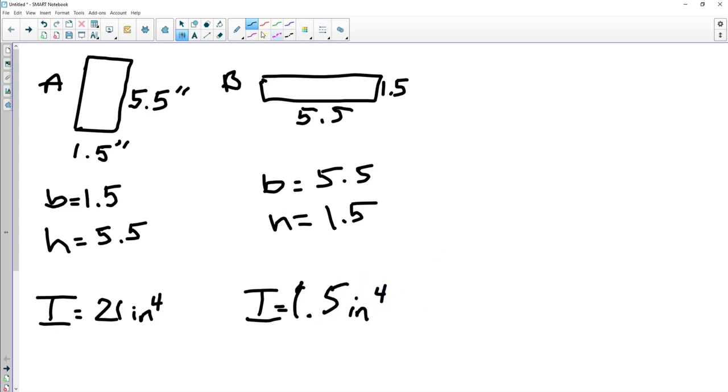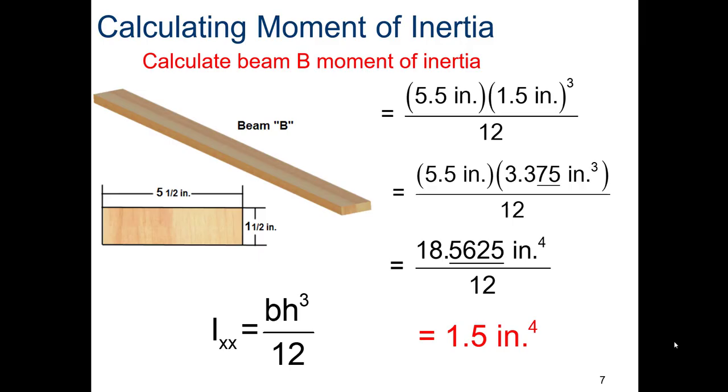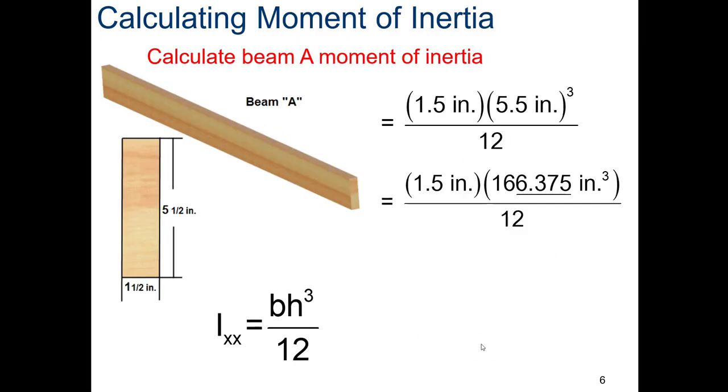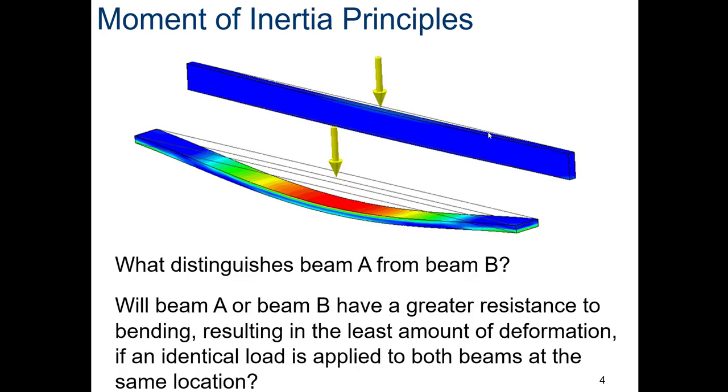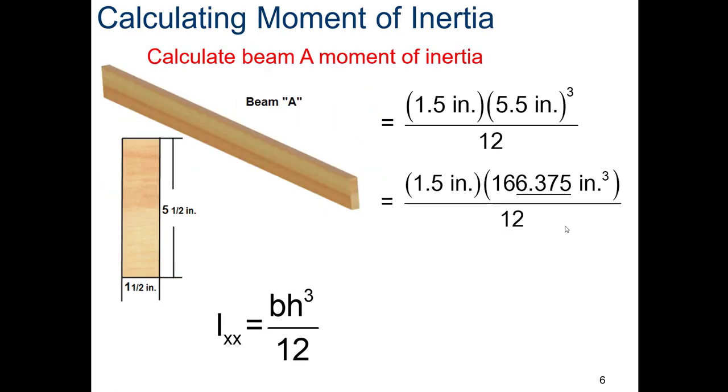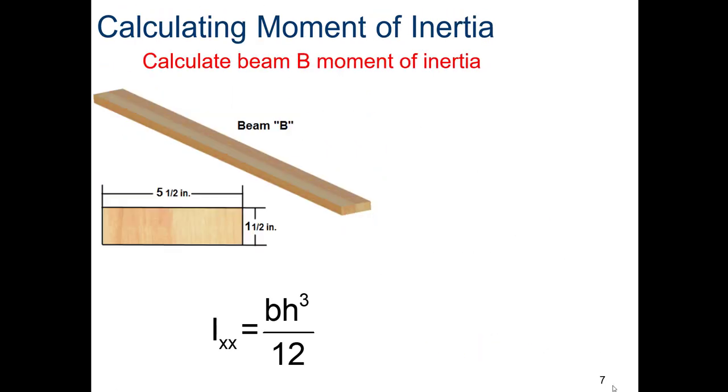And remember, higher moment of inertia equals better at resisting deforming. So A is better at resisting deforming, which is exactly what we saw here. A is better at resisting deforming. So this has a moment of inertia of 21 inches to the 4th power. This one has one of 1.5. So this is about like 15 times better at resisting deforming than this one. Okay, so that's one part of this.